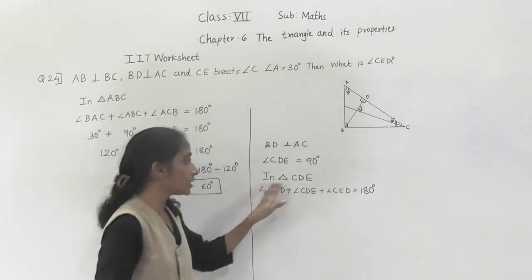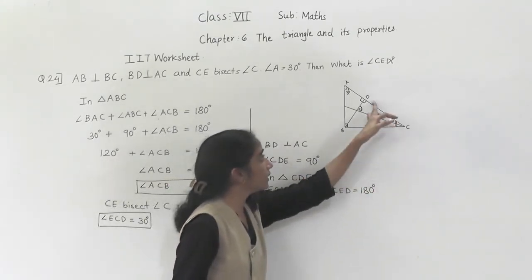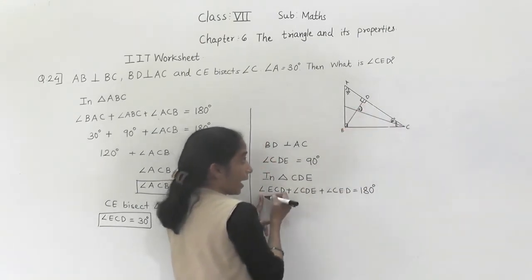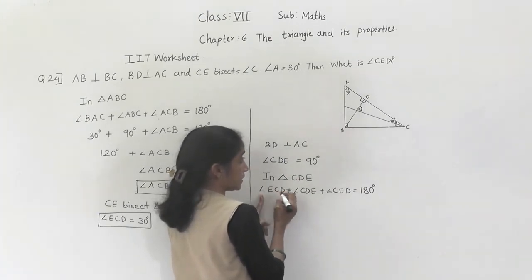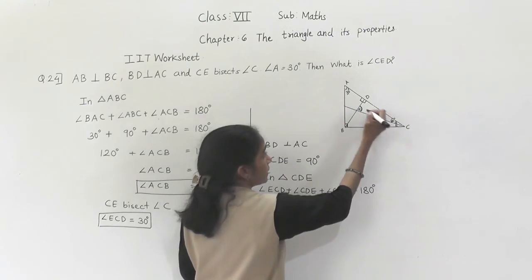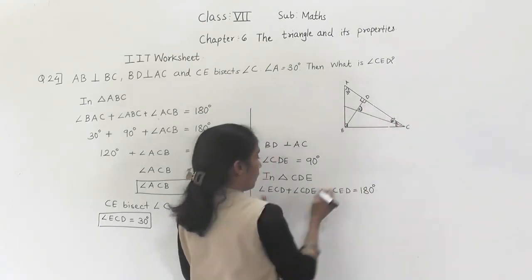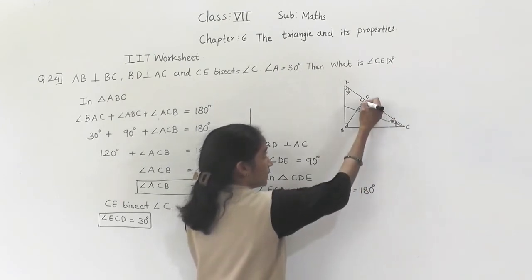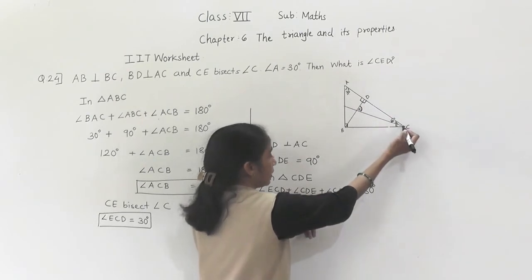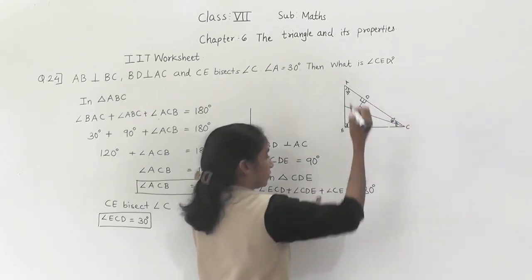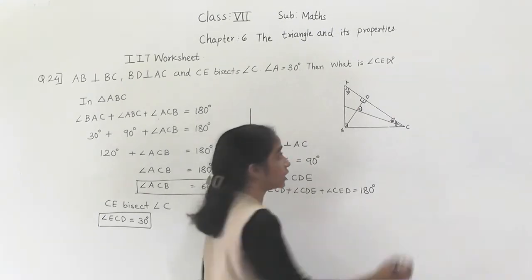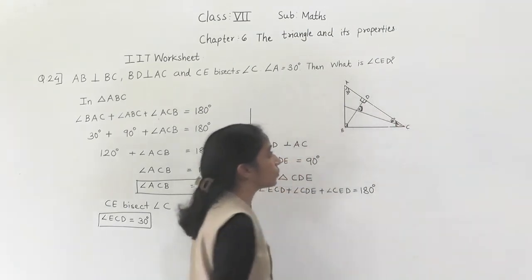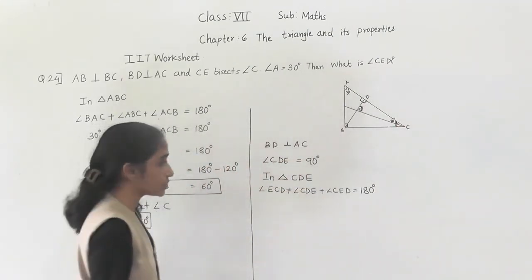Why? See, angle ECD, this angle, plus angle CDE, this angle, plus angle CED, this angle, is equal to 180 degrees. This angle plus this angle plus this angle is equal to 180 degrees by the angle sum property of a triangle.